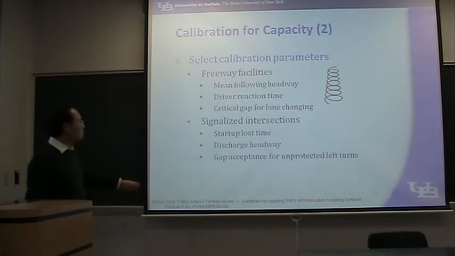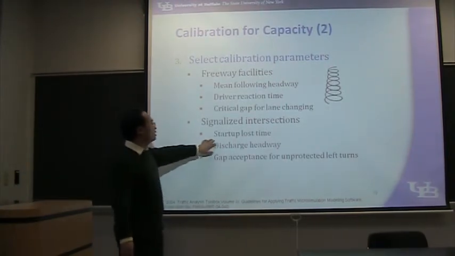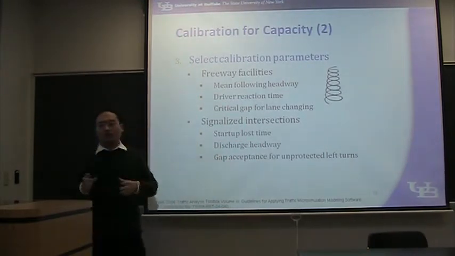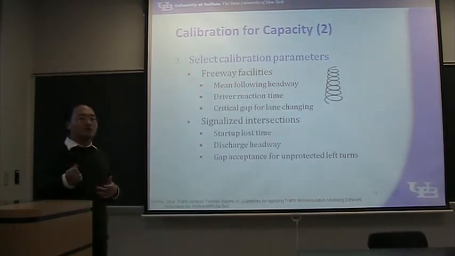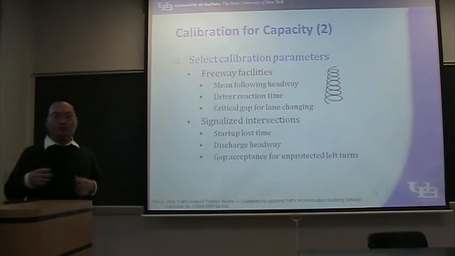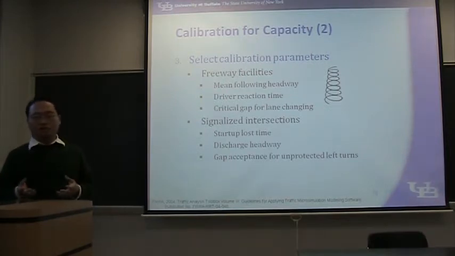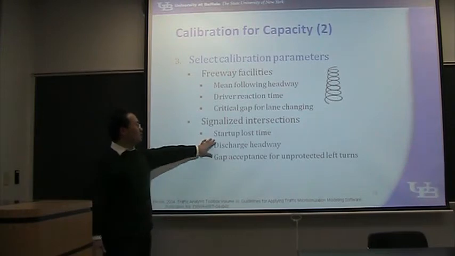Now let's talk about signalized intersections. I also listed 3 parameters here. Startup loss time. This is easy. Startup loss time means when you are waiting at an intersection under a red signal, when the signal becomes green, it takes you 1 or 2 seconds to start moving, and that's called startup loss time. Then how does this affect capacity?